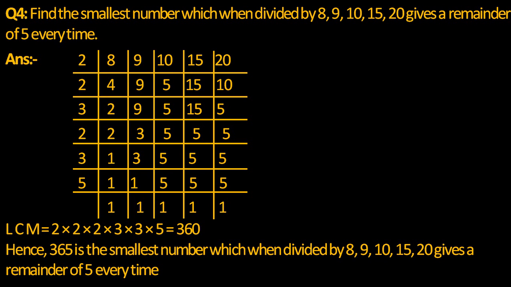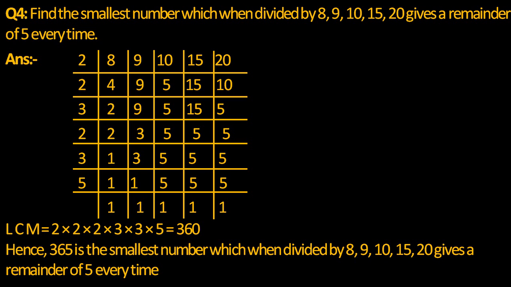Question number 4. Find the smallest number which when divided by 8, 9, 10, 15, 20 gives a remainder of 5 every time. I had shown you in the solved example. Let's revise it one more time. You can see the numbers are 8, 9, 10, 15, 20. We begin with 2. 2 4s are 8. 9 is not divisible by 2. We take down 9. 2 5s are 10. 15 is not divisible by 2. So 15 will be down.